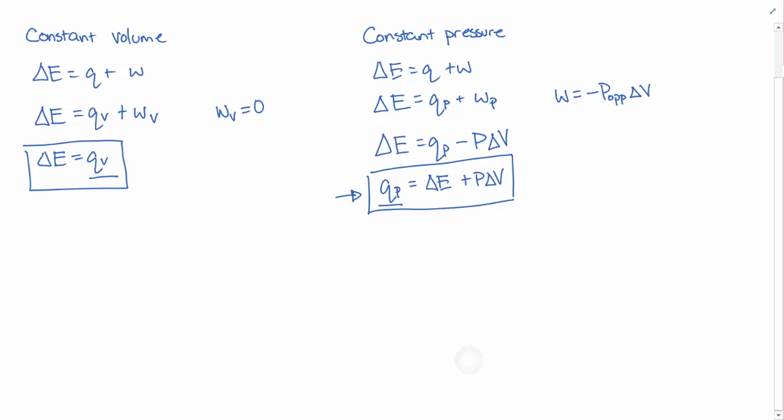So if we define delta E plus P delta V as a state function, which we call delta H, enthalpy, then we have a state function that relates directly to QP. So delta H is equal to QP. Formally, enthalpy, H, is defined as E plus PV. So that's the difference between the constant volume case versus the constant pressure case.